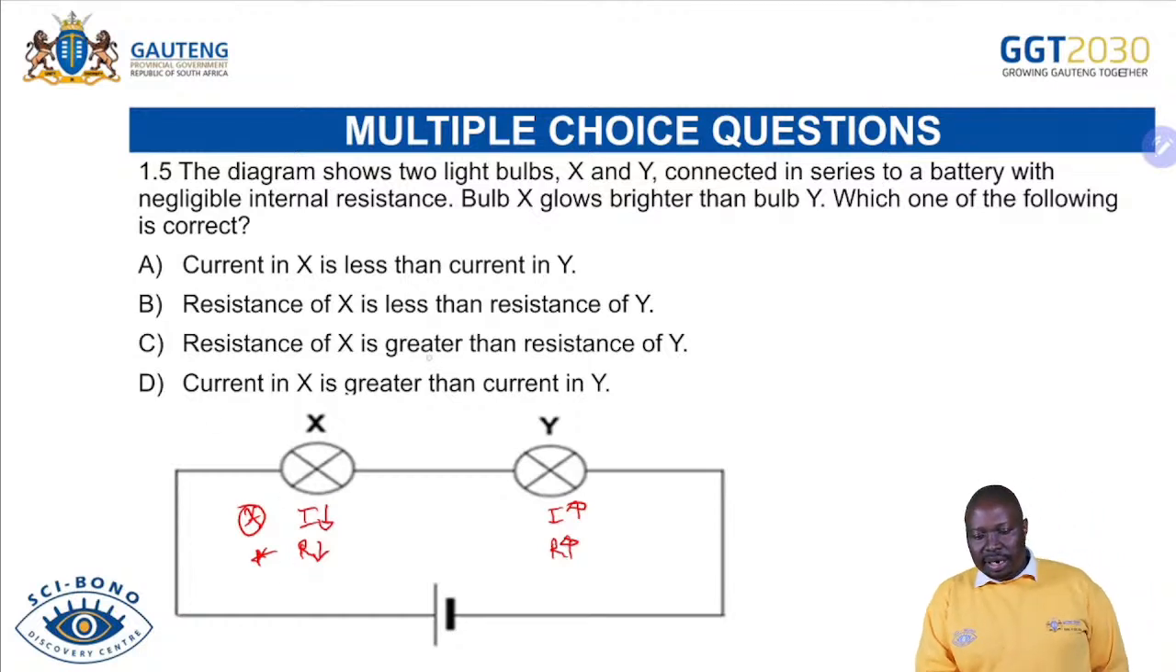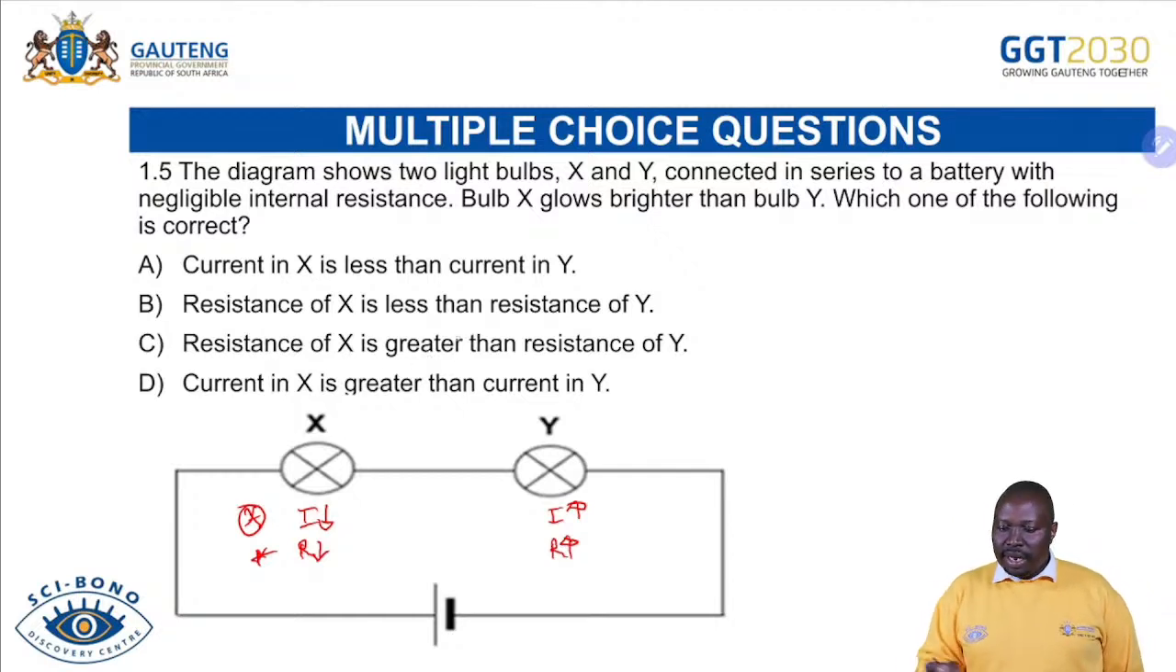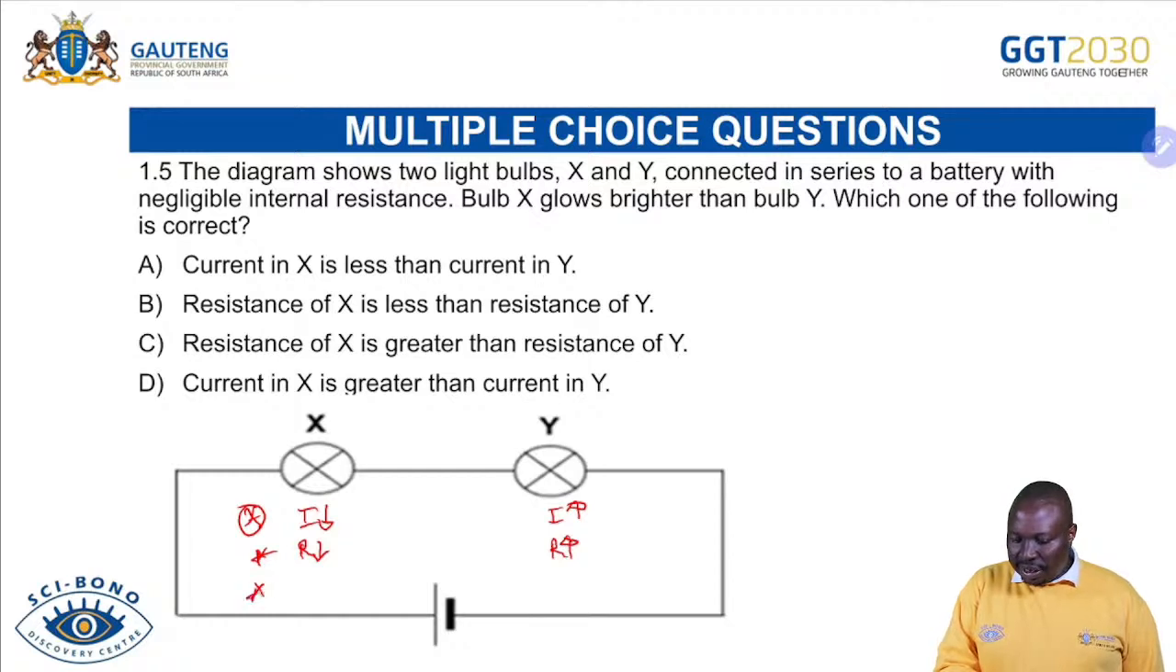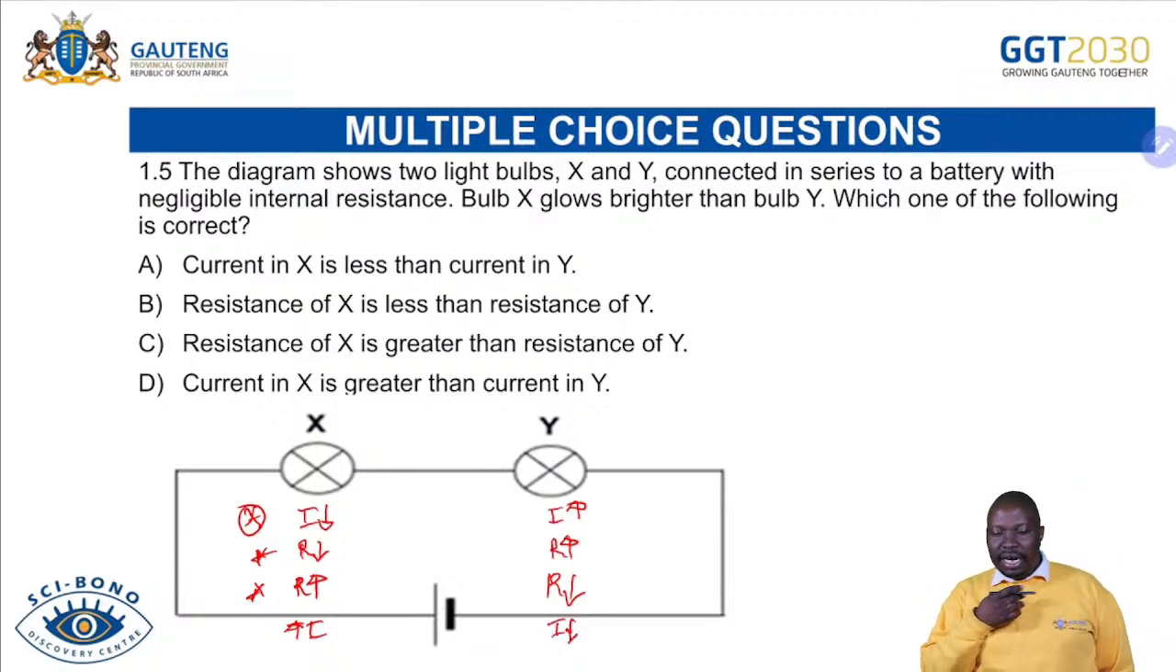But if we look at option number C, it is saying resistance of X is greater than resistance of Y. So it's just the opposite of number B. Current X is just as well the opposite of that. Now you have current X is greater, and then the current in Y is lower. So it's just the opposite of the first statement.